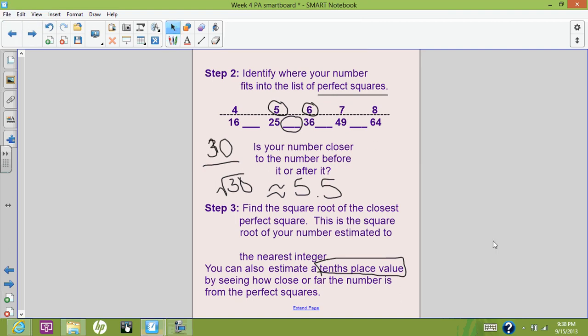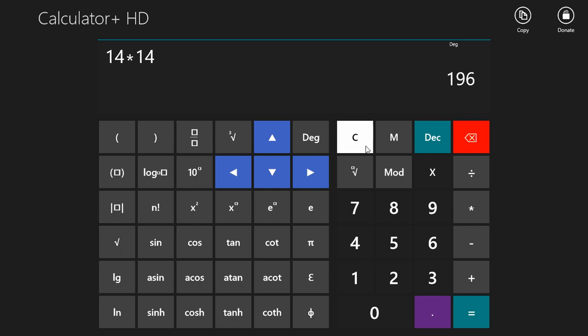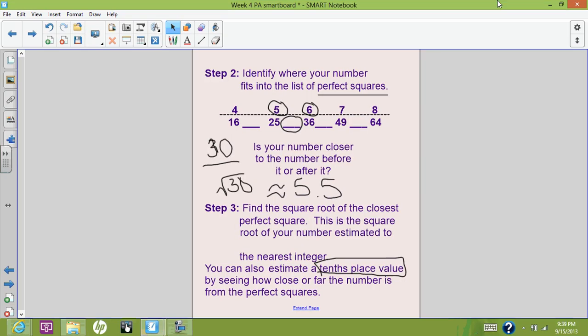Now, if I were to go and actually check this square root of 30 with a calculator, I have my handy dandy calculator, and I'm going to take, that's cube root, where's my square root button? There it is. Square root of 30, and I end up getting 5.477 and so on. It is really, really close to 5.5, so my estimation was pretty good.